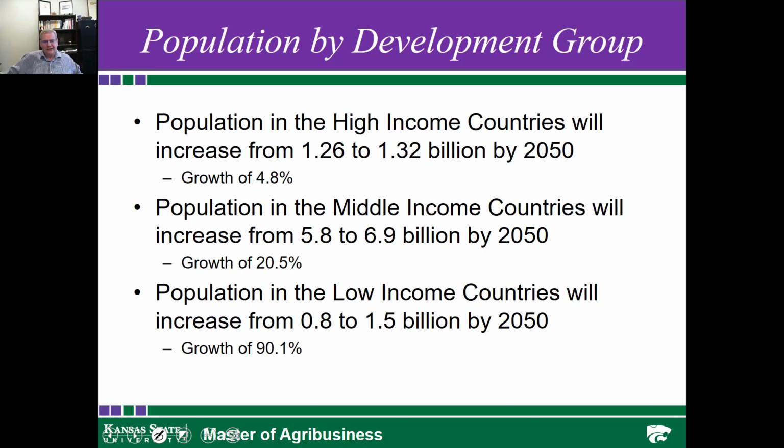The other thing I think it's important to realize is that if we look at the growth in high-income countries, it's pretty small, about 60 million people, a growth of 4.8%. In middle-income countries, we'll see an increase of about 1.1 billion, and so that's 20.5%. And if we look at low-income countries, that's a 700 million increase there.